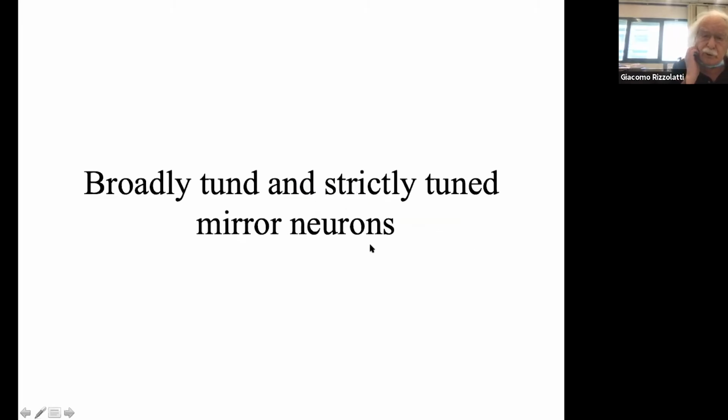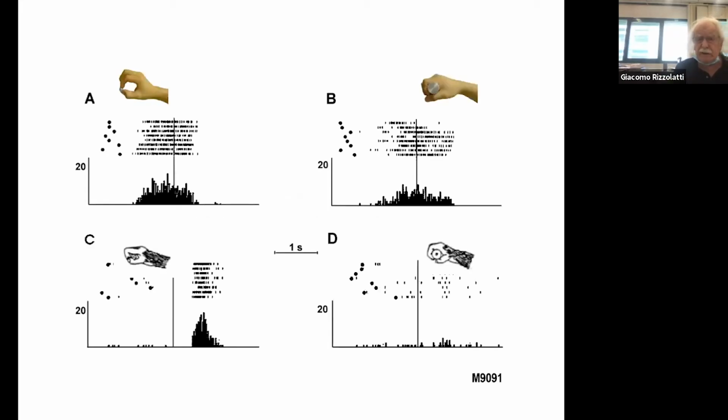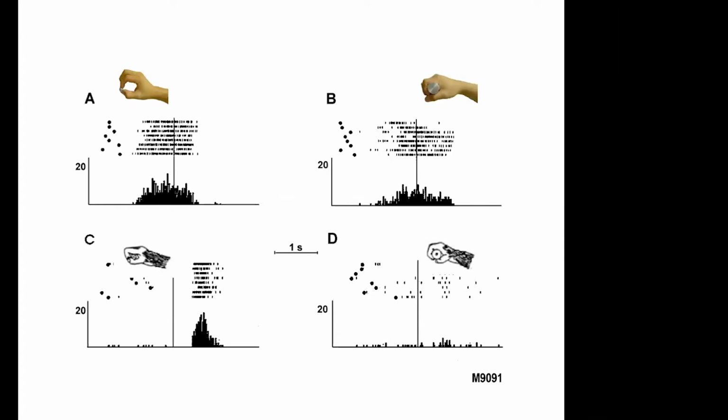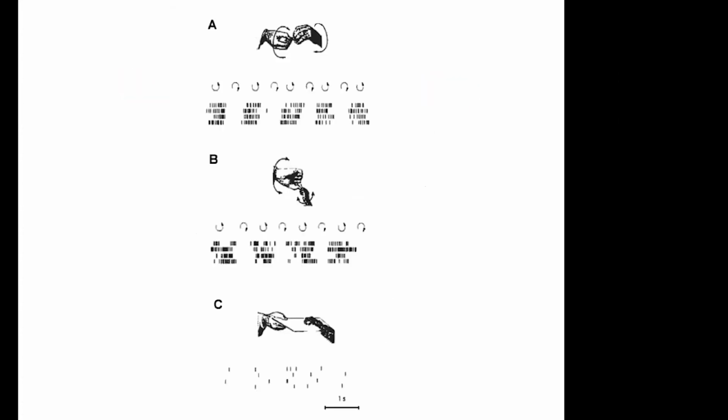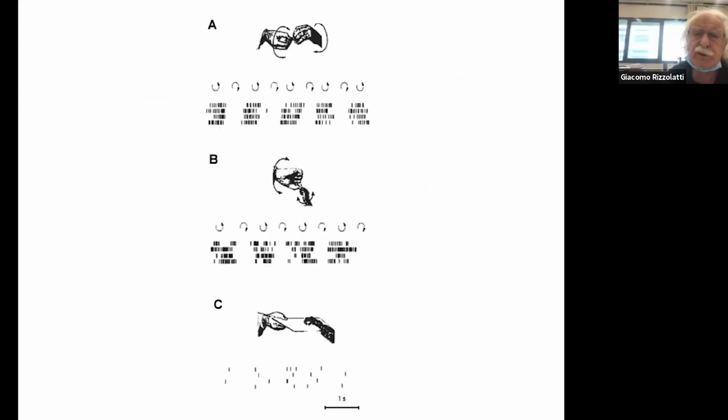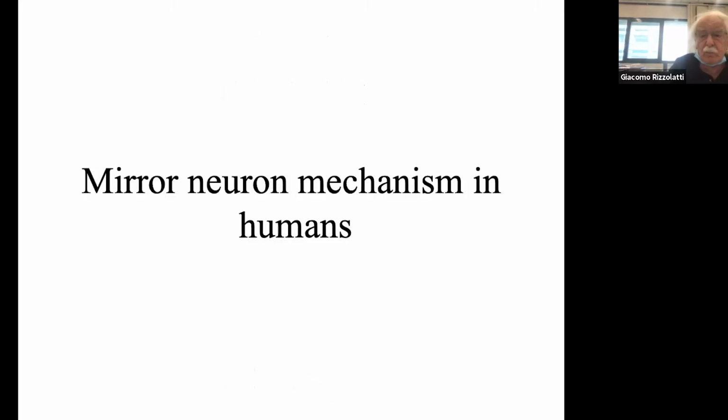I already mentioned the broadly tuned and the strictly tuned mirror neurons. So the broadly tuned mirror neurons, like this one, are useful for understanding what you are doing, but not good for imitation because you are generalizing. This type of neuron instead is very good for imitation because it should be exactly the precise movement which has to be imitated by the learner. This mirror neuron in humans is very rare. So we have found very few strictly tuned neurons in monkeys, while there are experiments that indicate that they are in humans.